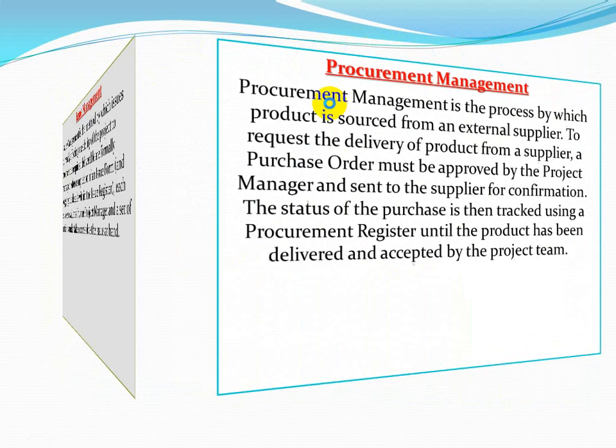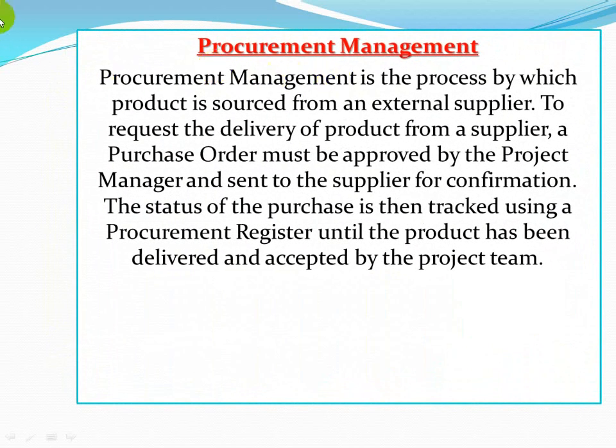Procurement management. Procurement management is the process by which a product is sourced from an external supplier. To request the delivery of a product from a supplier, a purchase order must be approved by the project manager and sent to the supplier for confirmation. The status of the purchase is then tracked using a procurement register until the product has been delivered and accepted by the project team.